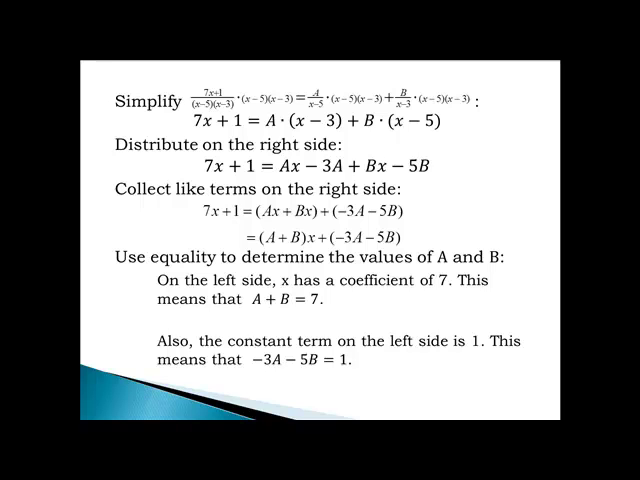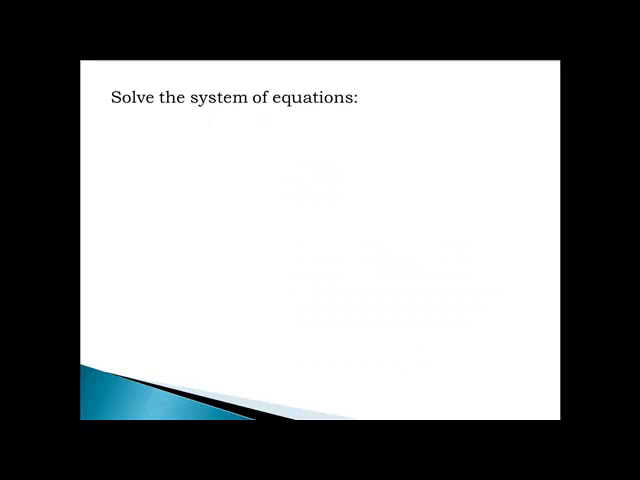On the left side, I see that x has a coefficient of 7. Well, this means that the coefficient of x on the right side, a plus b, must also be equal to 7. Also, the constant term on the left side is 1. This means that over on the right, the constant term, negative 3a minus 5b, must also be equal to 1. That information gives me a system of equations. I know that a plus b is equal to 7, and negative 3a minus 5b is equal to 1.